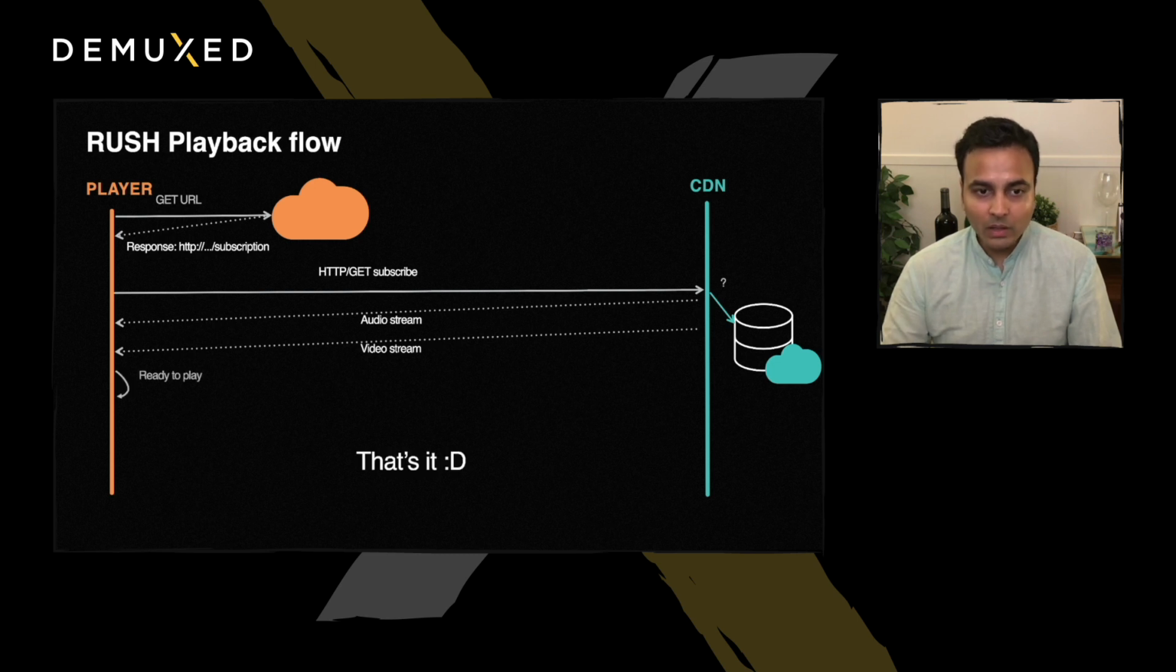That's it. Now you might remember for a traditional design, it takes multiple RTTs for a client to start playback, and the client needs to make a lot of requests during the course of the playback to continue playing. However, in the case of Rush, you only need to make one request with the subscription URL to start playback, and you don't have to make any other request during the playback. You can continue playing as long as you want.